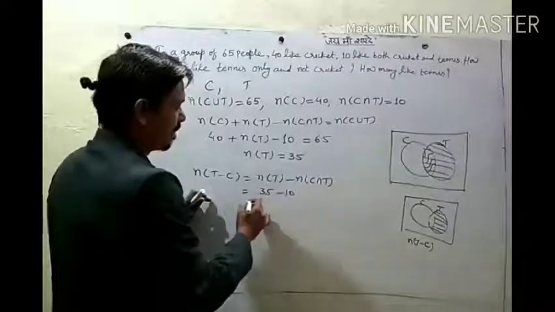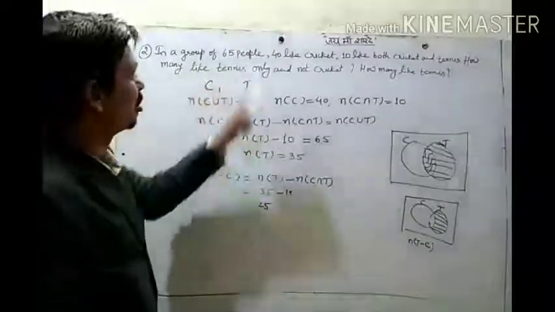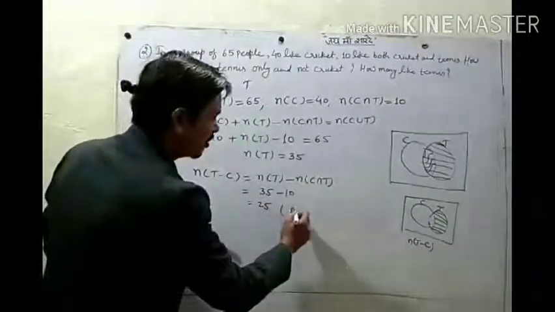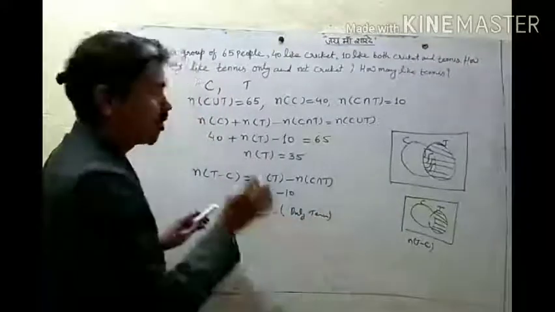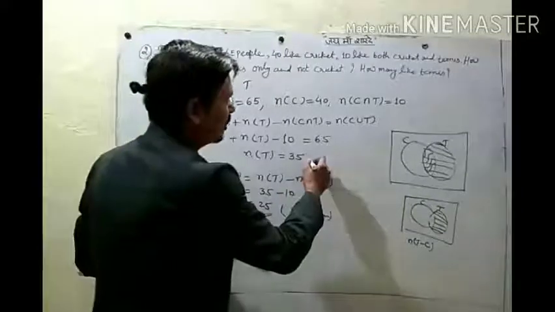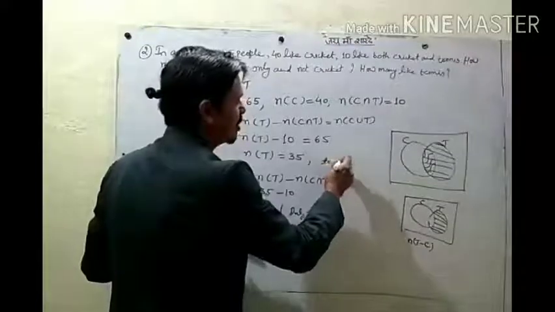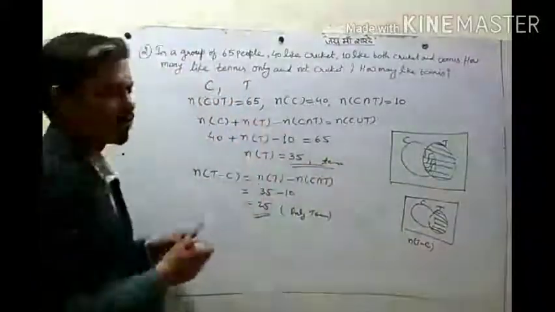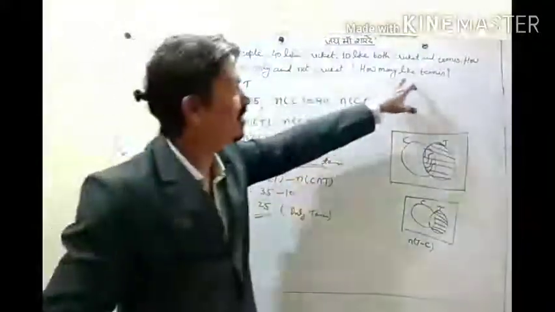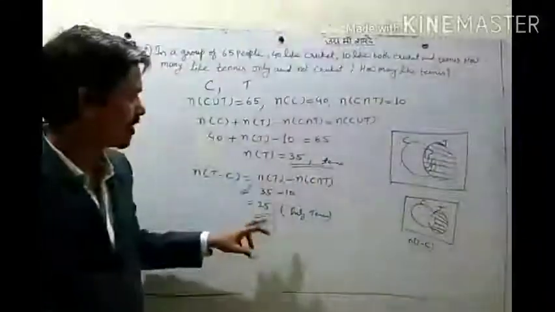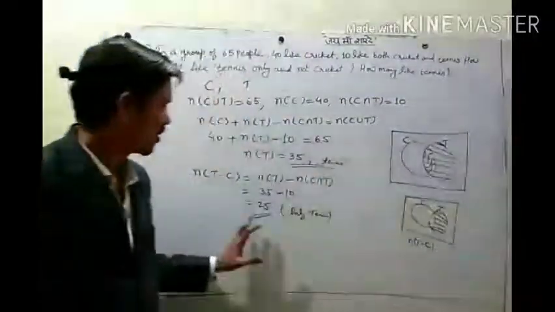So 25. So the answer for the first question, how many like only tennis, is 25. So 25 like only tennis. And here, how many like just tennis? In this, some persons like cricket also. Okay? So only tennis, not cricket, and like tennis, there is some difference. Only tennis means you have to eliminate this common portion. Okay? Clear?